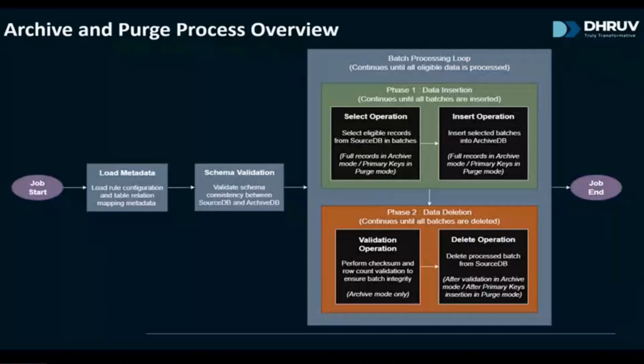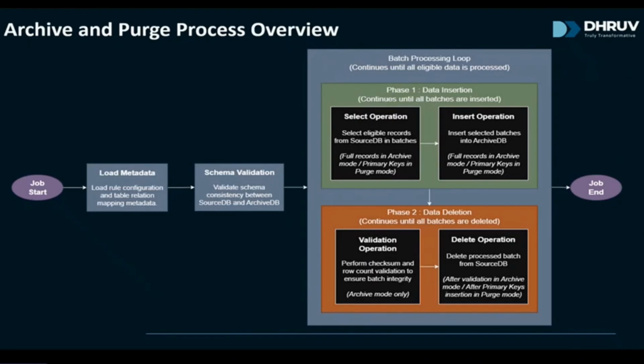Now let's understand how the archive and purge process works behind the scenes. At a high level, the archive operation moves data from the source database to the archive database, first copying it into the archive database, then deleting it from the source database. Purge, on the other hand, directly deletes data from the source database, storing only primary keys in the archive database for tracking and potential future restore.